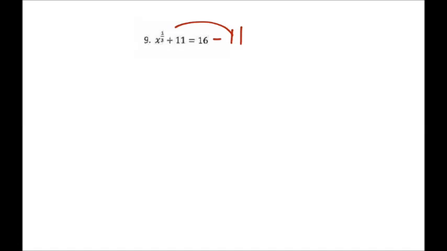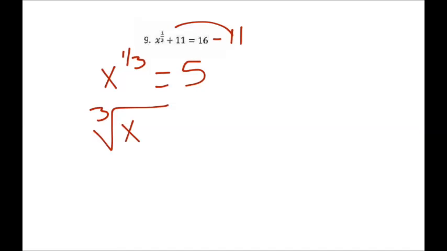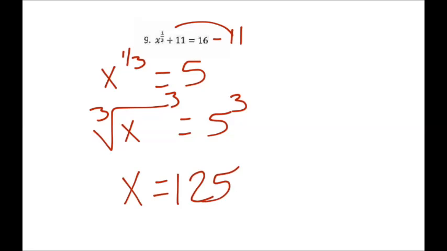Move your 11. X to the 1/3 is equal to 5. Rewrite it as a root. The cubed root of x is equal to 5. Cube both sides to get rid of the root. X is equal to 125.